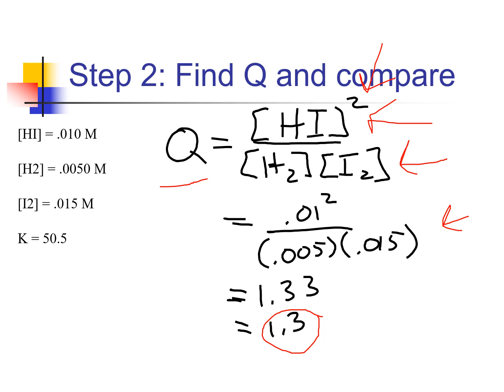So Q is 1.3. K is 50.5. Q is less than K. Q is too small. To make it bigger, that means the top number has to get bigger. We need to make more products.